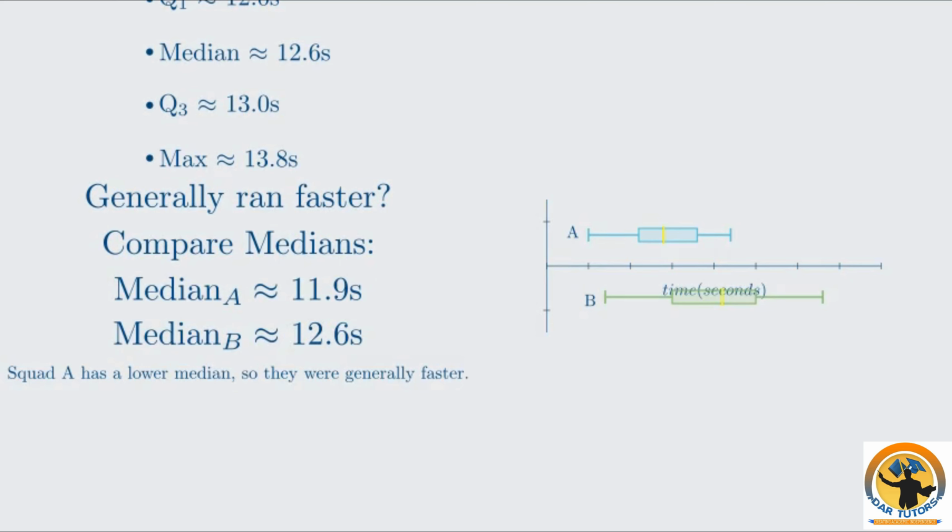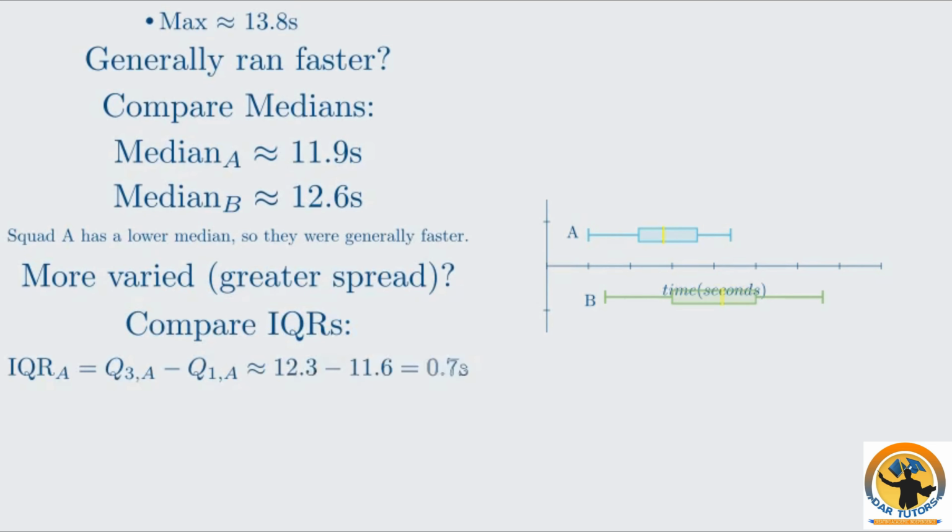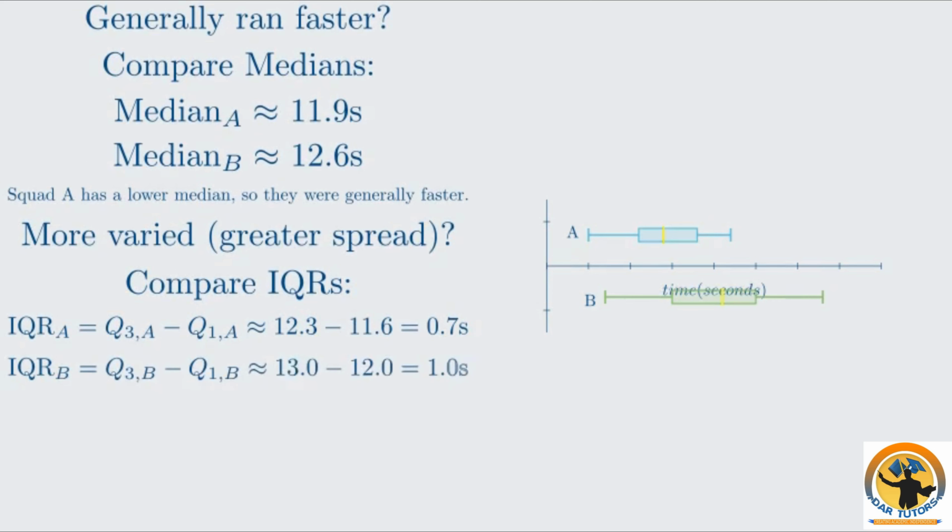Therefore, Squad A was generally faster. Now, which squad's times are more varied? In other words, which squad has a greater spread of speeds? To compare variability, we can use the interquartile range, or IQR.